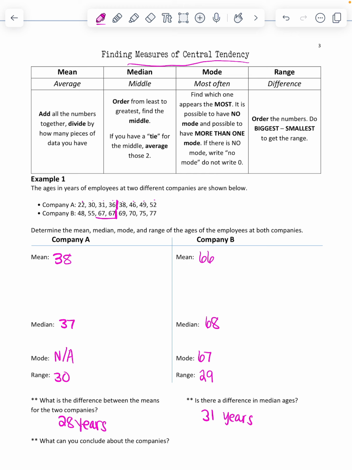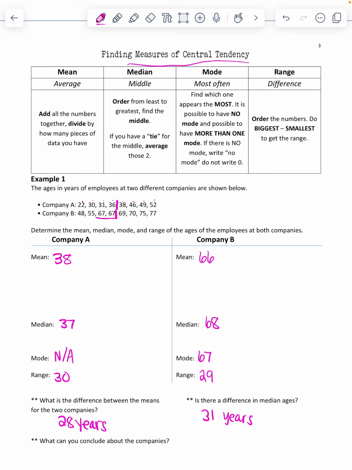What can you conclude about the companies? Now, I didn't realize it when I was doing the calculations, but Company B definitely has an older population of employees. If we're looking at the mean, Company A is only 38 years old, while the mean of Company B is 66. That's pretty old, considering the mean of Company A is only 38. The same with the median. So the median of 37 versus 68 is another indicator that Company B has older employees.